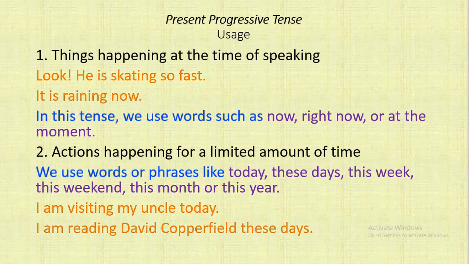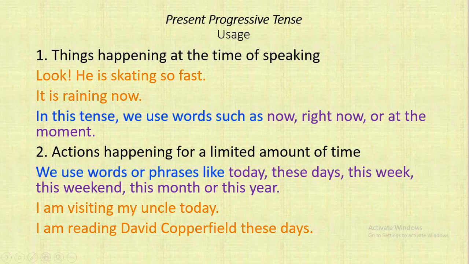Okay, how do we use this tense in the English language? Things which are happening at the same time of speaking, we express those actions in this tense. For example, look, he's skating so fast. It means that somebody is skating and he is doing it so fast. So, this is happening at the time of speaking. It is raining now. So the same action is also taking place at the same time when the person is talking about this action.